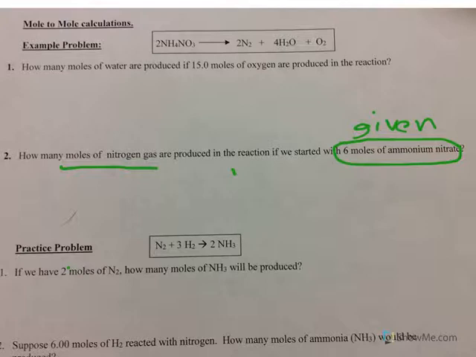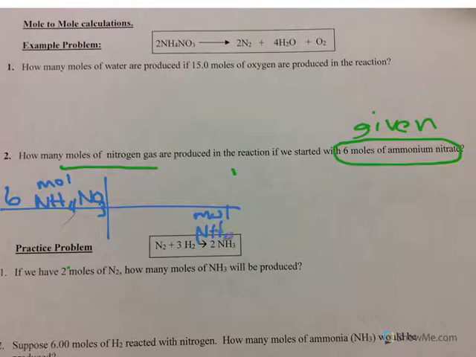So we're going to go through our rules. Remember, rule number 1, given goes top left with units. So I've got 6 moles of ammonium nitrate, that's the NH4NO3. Rule number 2, top left has to match bottom right in the unit. So I'm going to take that moles of NH4NO3 and put it down here.